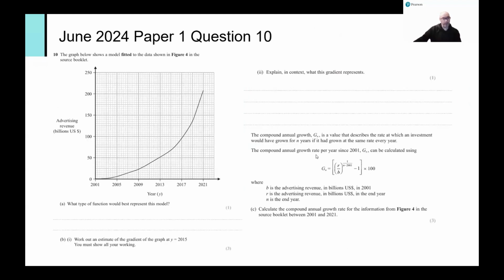Okay. Next question was question 10 from paper 1, again from 2024. We've got a graph describing a model of the revenue over a period of years. Students need to state what a function would be good to represent that model, and then they have to estimate a gradient and write what that is in context, and then they need to calculate the compound annual growth rate using that formula there.